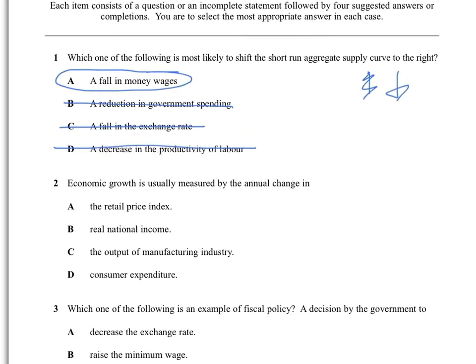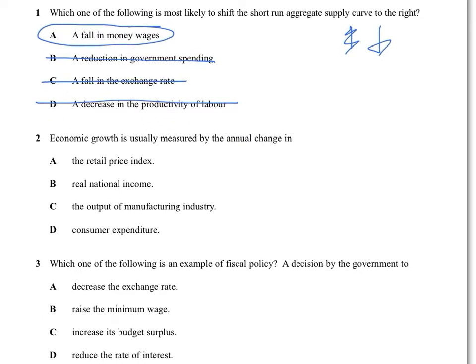Question number 2. Economic growth is usually measured by annual change. Is it going to be the retail price index? No, because you know that's to do with inflation. Real national income? That's definitely right, because that's just another way of saying GDP. It's just another posh way of saying it. Annual change in output of manufacturing industry. Well, it's not just manufacture. Economic growth is measured by everything that's being made in the economy and being produced and being sold, so it's not just the manufacturing industry.